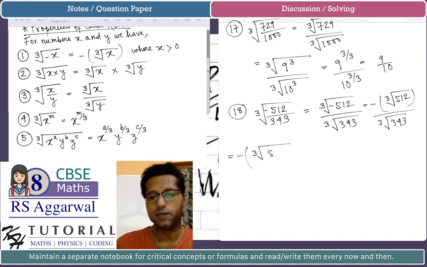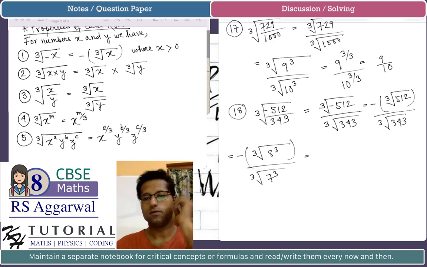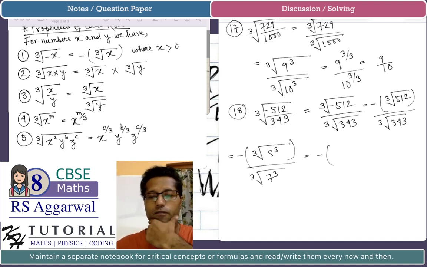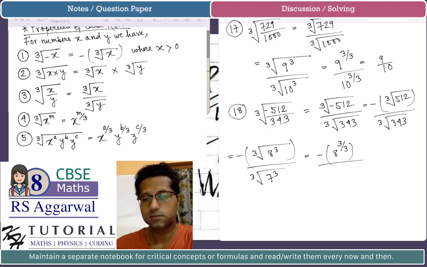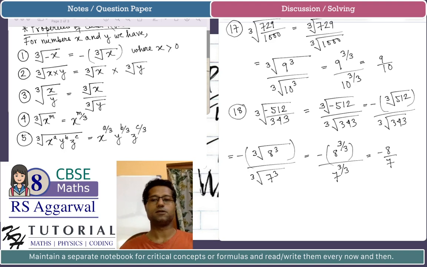Now 512 we know is 8 cube, and 343 we know is 7 cube. So now we can use property 4 and say this will be equal to negative cube root of 8 cube, which is 8 to the power 3 by 3, and this will be divided by cube root of 7 cube, which means 7 raised to the power 3 by 3. So this is equal to minus 8 by 7.